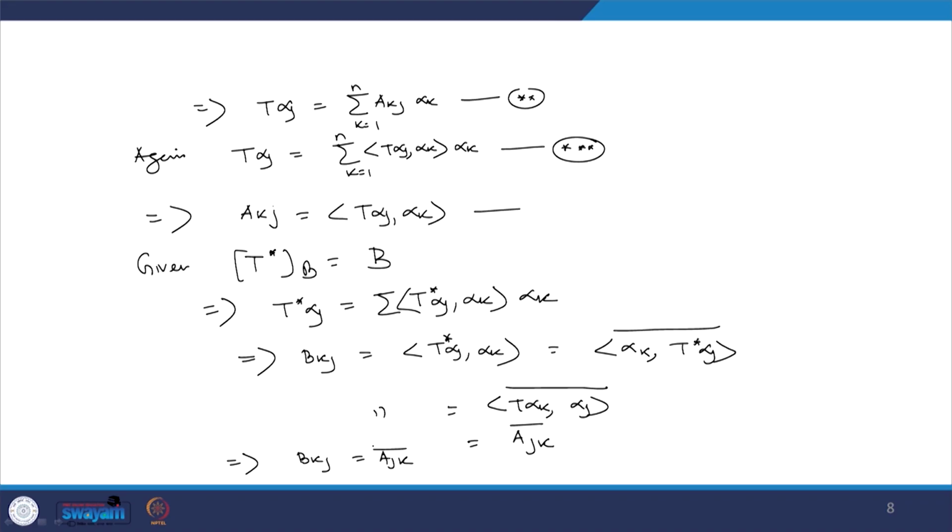So, this is the relation between the matrix representations of the operator T and T star with respect to the given orthogonal basis. We will discuss more about this with more examples in our next class.